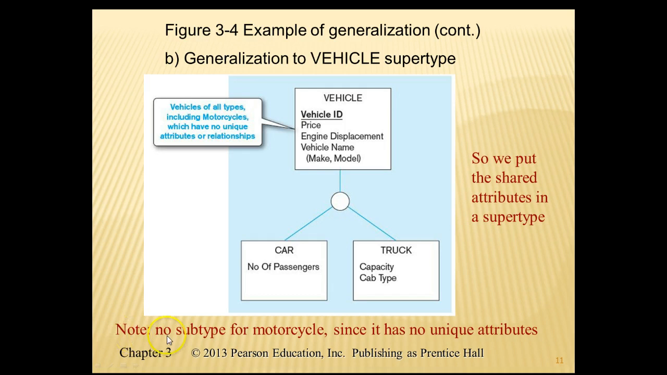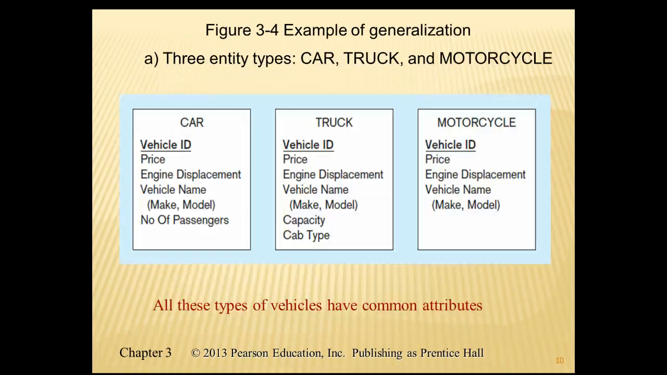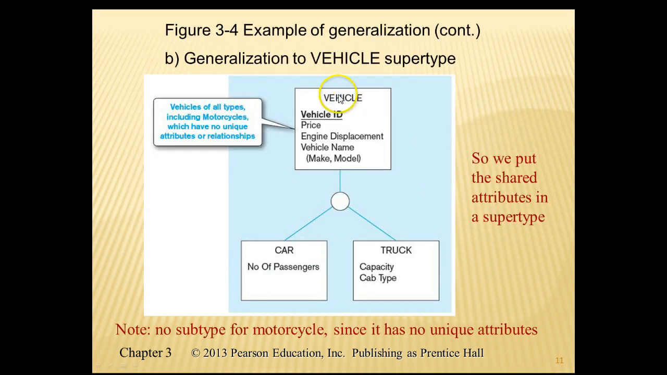Oh, I'm sorry. No, no subtype for motorcycle, since it has no unique attributes. So in other words, we can include all of the motorcycle details in the vehicle entity. So let's take a look at that again. So motorcycle has vehicle ID, price, engine displacement, vehicle name, make, and model. So you'll notice that the vehicle supertype has all of those, so that entity can contain all of the details for a motorcycle already, so it doesn't need a subtype down at the bottom. Sorry about that.